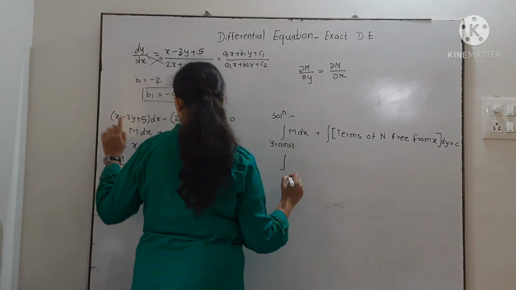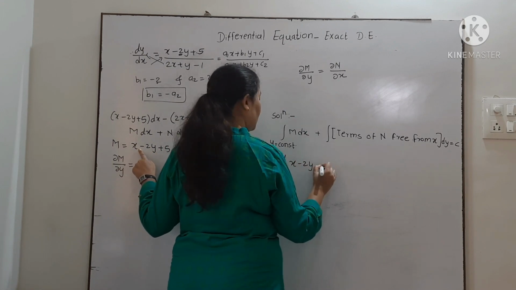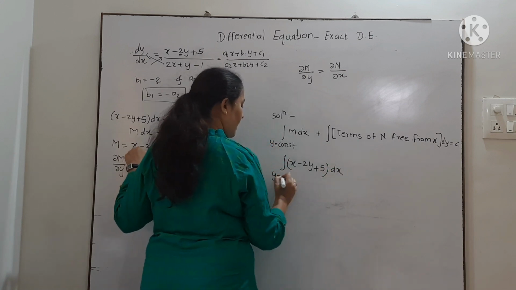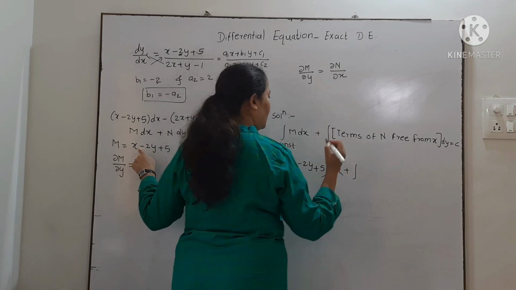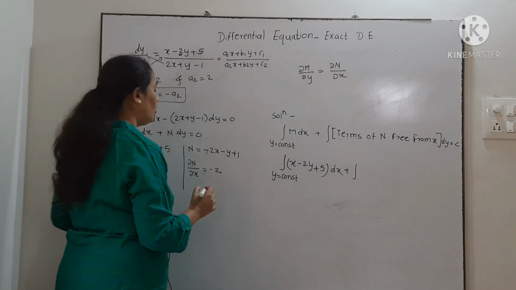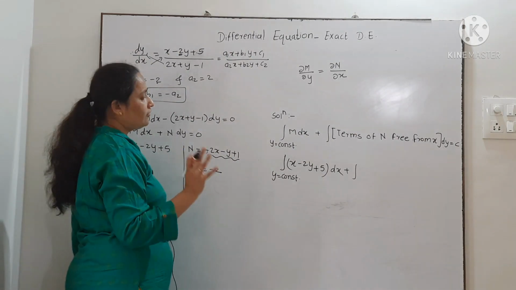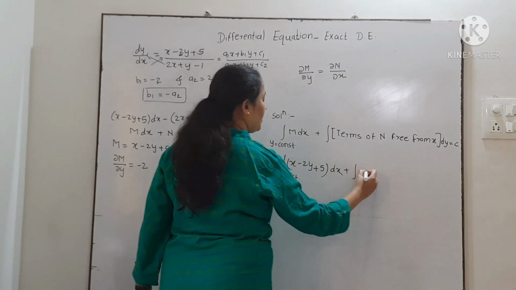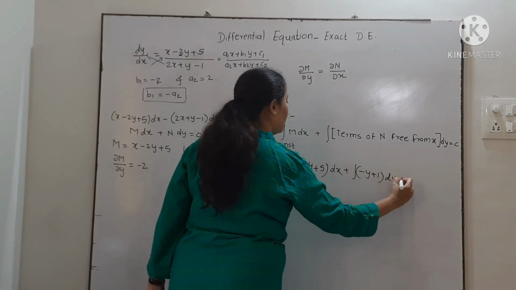What is the value of M? M is (x minus 2y plus 5) dx. We are treating y as constant, plus integral of terms of N free from x. This is N. We will consider those terms which are free from x. So we will consider minus y plus 1, (minus y plus 1) dy equal to c.